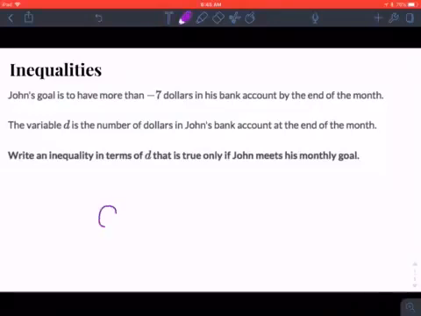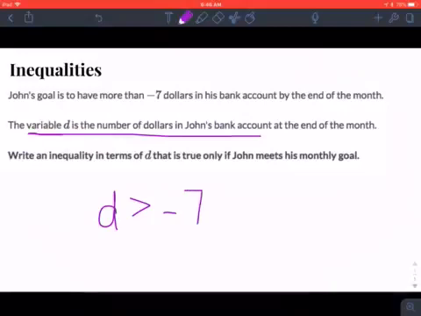So the dollars, D, and notice here how it tells us what D represents, the number of dollars in John's bank account at the end of the month. So the dollars has to be greater than negative 7. We put greater than and not greater than or equal to because it said his goal is to have more than negative $7 in his bank account. If it said the same or more than negative 7, then we would put greater than or equal to, but it's just greater than in this case.